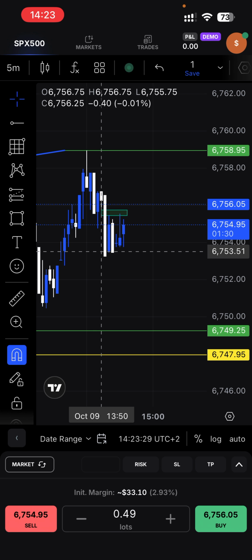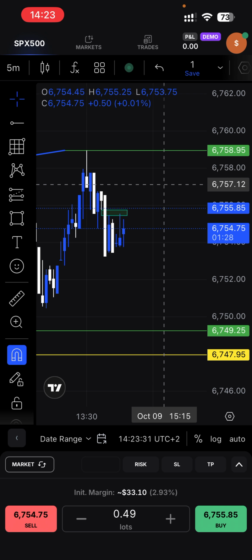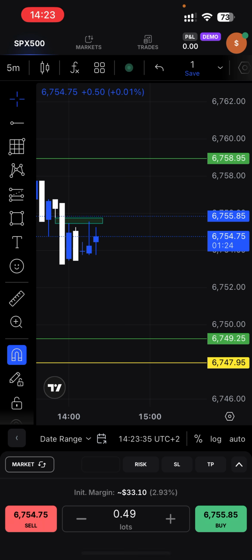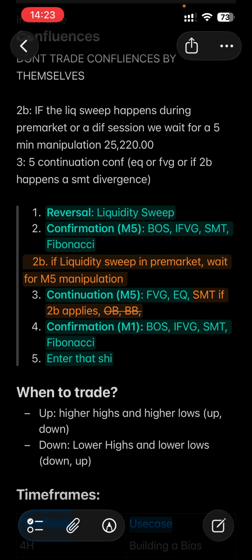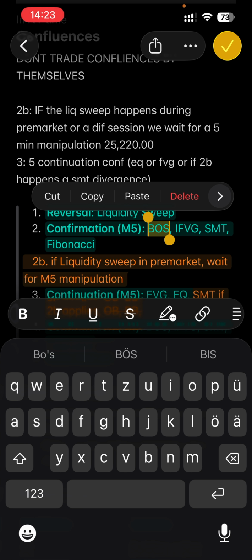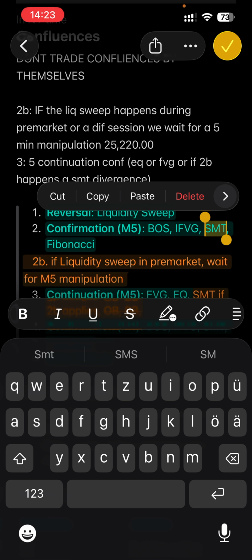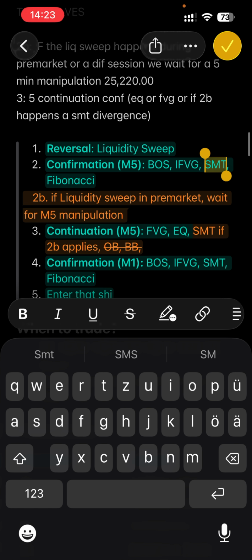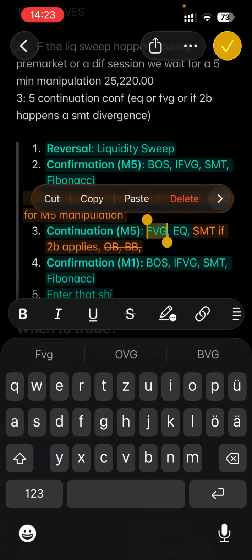So let's collect our confluences. Break of structure? Sure. Inverse fair value gap? No. SMT? We do have an SMT, but I don't know if it's favoring what I'm saying. Continuation: fair value gap, equilibrium, confirmation on 1 minute, break of structure, inverse fair value, SMT, Fibonacci, whatever.